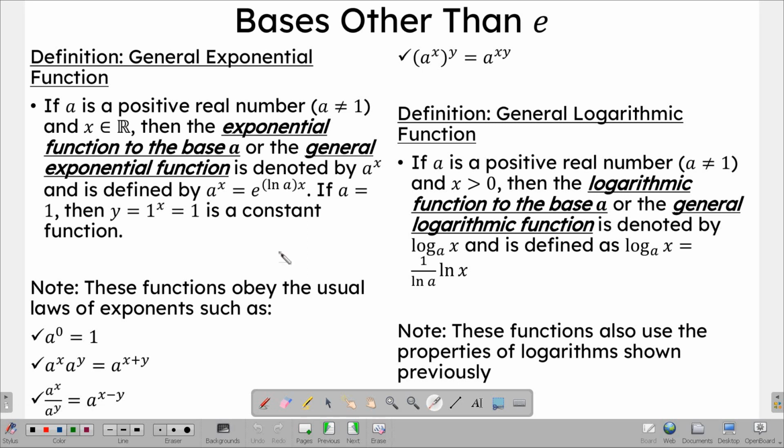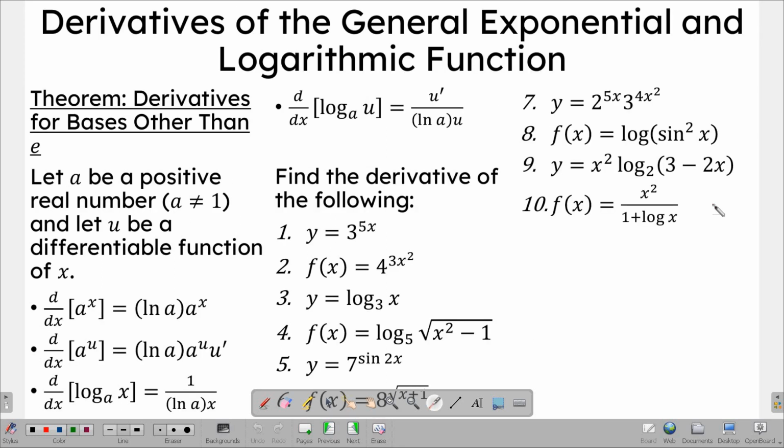Since we have talked about natural exponential and natural logarithmic functions, we should also talk about bases other than e, which we'd usually call the general exponential and the general logarithmic function. In this slide, we're just showing again the definition of the general exponential and the general logarithmic function, in this specific case in terms of the natural exponential and the natural logarithmic function. So, our differentiation rules for bases other than e would be the following.